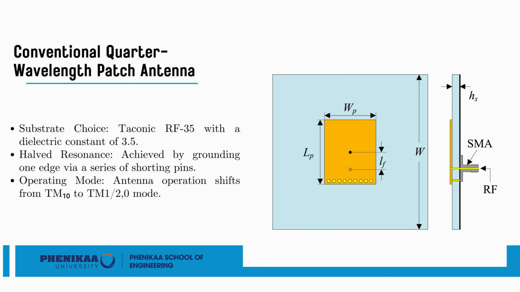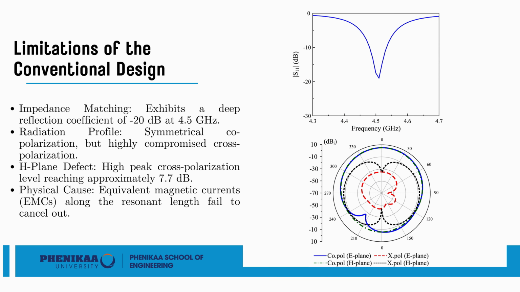The optimized baseline parameters for this reference structure were established with a patch length of 9 mm, a width of 7 mm, and a ground plane width of 30 mm. While this baseline configuration fulfills the physical size reduction criteria, an evaluation of its simulated radiation characteristics reveals a major flaw. Simulation results for this conventional shorted patch design demonstrate acceptable impedance matching performance, showing a clear reflection coefficient dip of -20 decibels at the target 4.5 GHz operational frequency. However, its radiation pattern exhibits a severe deficiency.